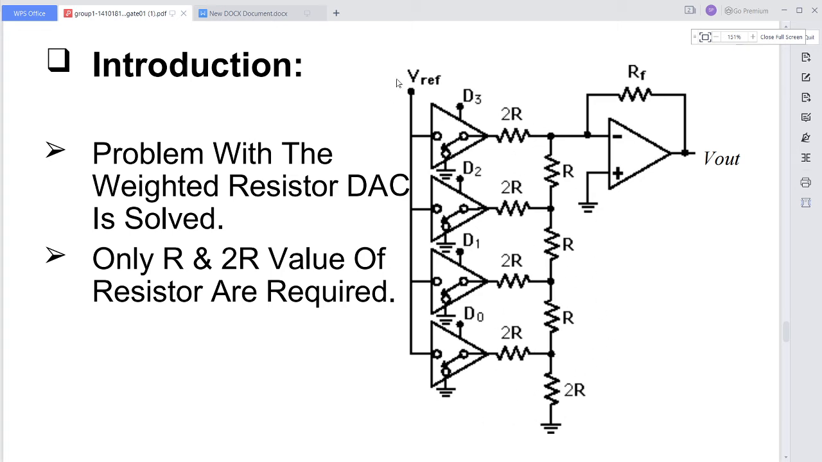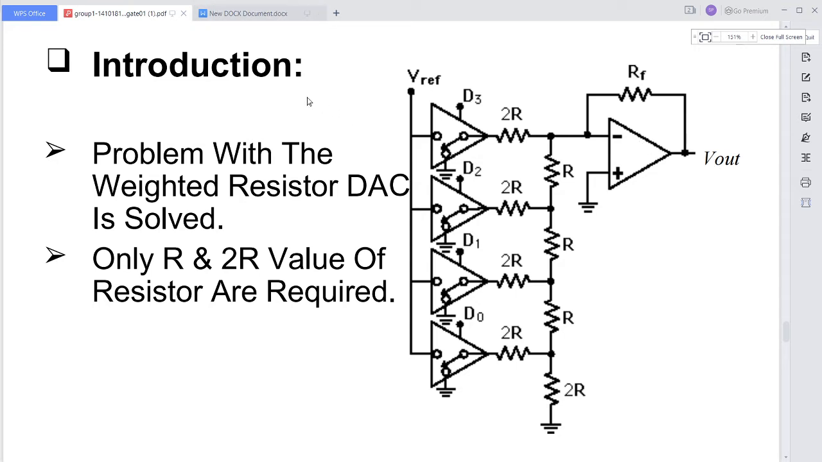R and 2R. If we go through this complete circuit which is used to convert the digital to analog form of data, it has only the resistor network with 2R and R. Anyway, we can have this reference resistance, that is a feedback resistance, and obviously we can choose it according to our requirement.